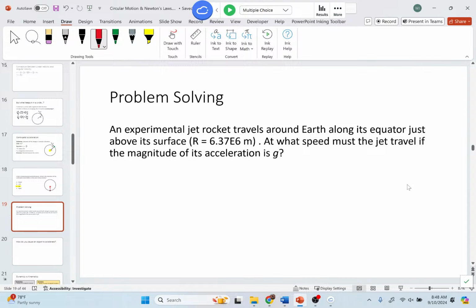An experimental jet rocket travels around the Earth along its equator just above its surface. At what speed must the jet travel if the magnitude of its acceleration is g?